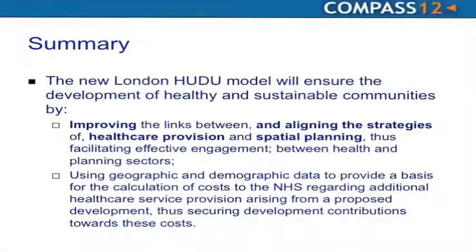In summary then, what the new Hoodoo model is about is improving the links between and aligning healthcare provision and spatial planning. It's about using geographic and demographic and health information to create these health contributions. What we're doing within the model now, when we roll it out as a web-based tool, is we're going to actually put a GIS basis on this. So our new model will allow you to put in a northern and eastern spatial reference. So when we roll it out in the next stage, we can actually base this all on GIS as well. So the local authority users can see exactly where their new development, their new growth, their new housing projections are occurring.